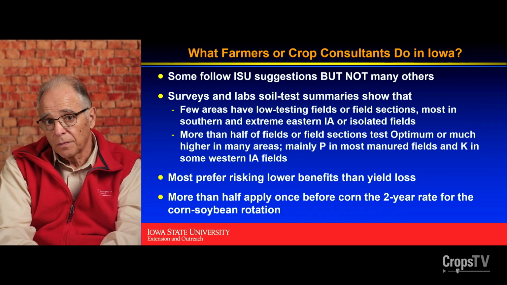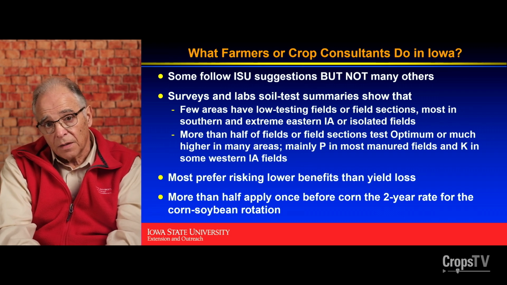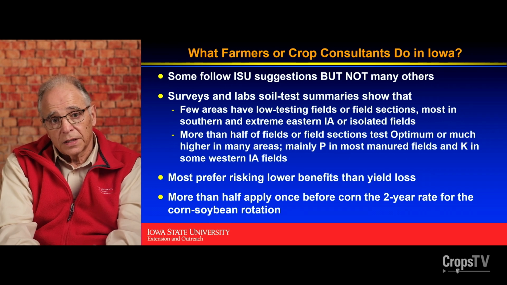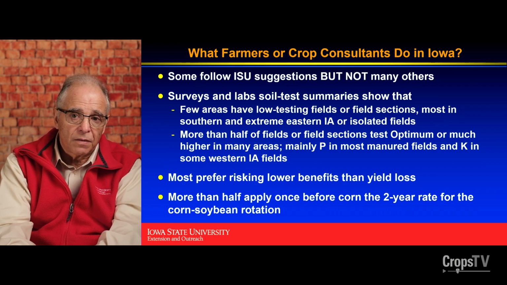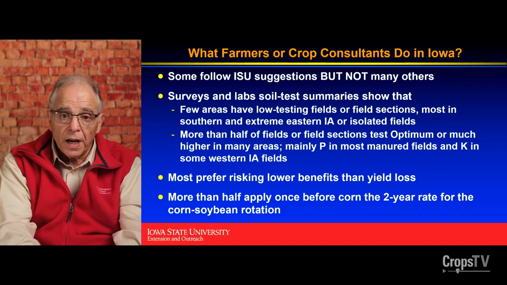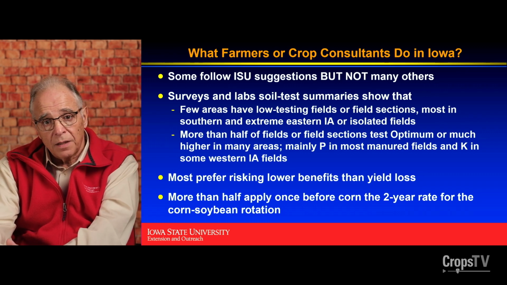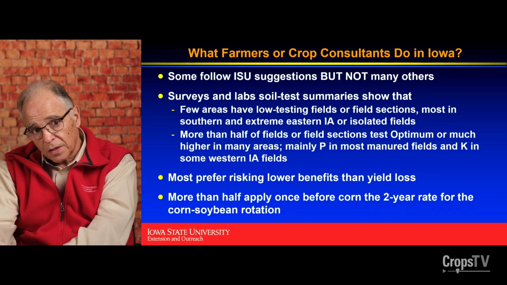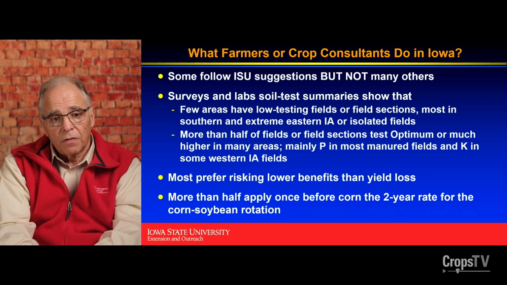They don't. Okay, surveys and lab soil test summaries have shown that there are a few areas that have low testing fields or field sections, and most are in southern and extreme eastern Iowa or isolated fields out there. More than half of the fields or field sections test optimal or much higher in many areas, mainly phosphorus, especially in manure fields, but also potassium in some western Iowa fields.